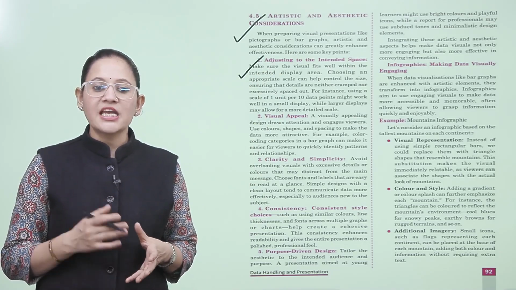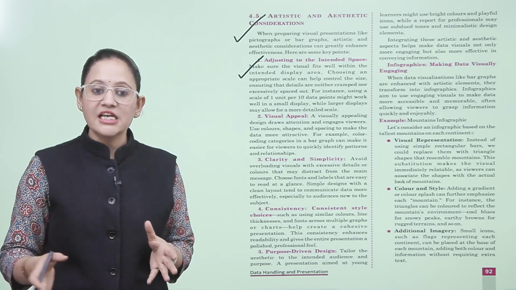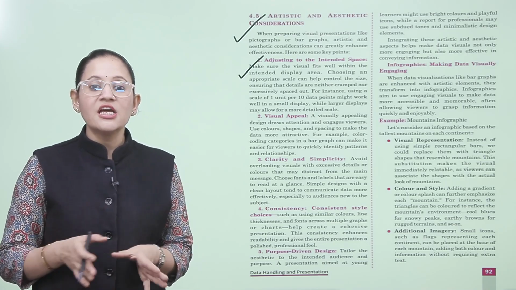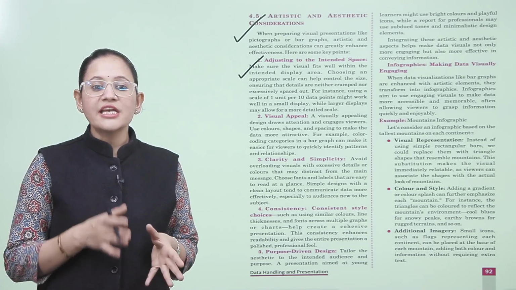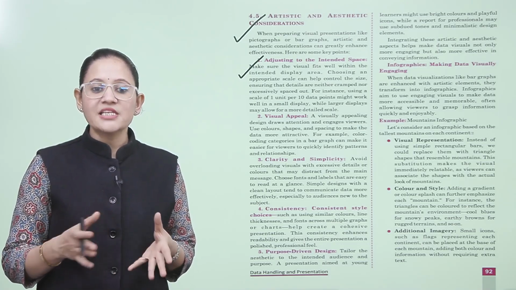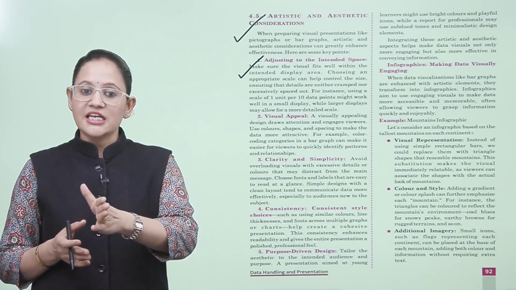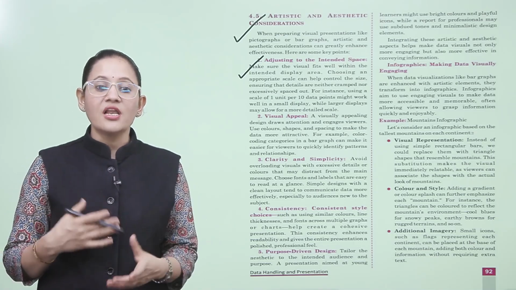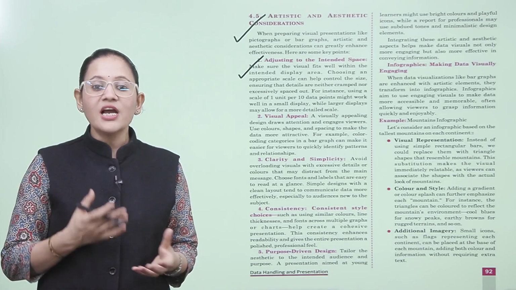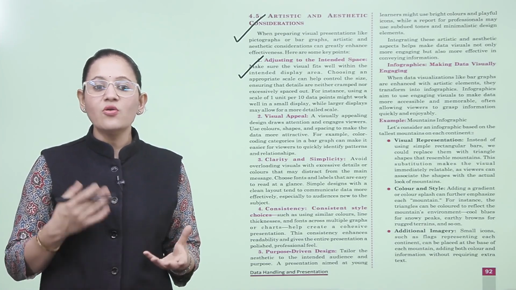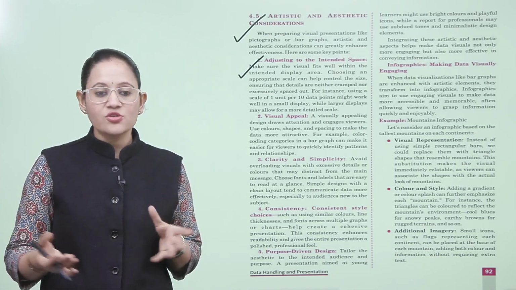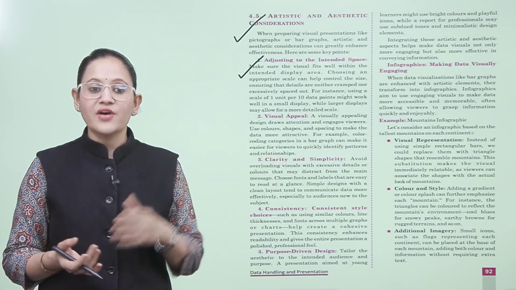Choosing the appropriate scale can help to control the size, ensuring the detailing is neither compressed nor excessively spaced out. For instance, using the scale 1 unit per 10 data points might work well in a small display, while a larger display may allow for a more detailed scale. So, you have to choose the scale very wisely.